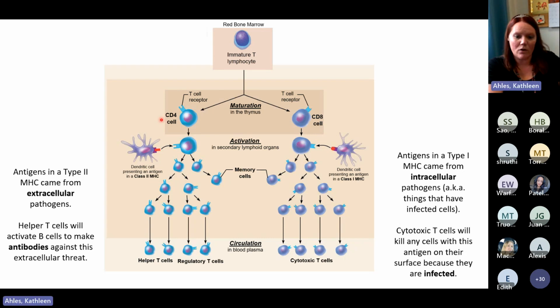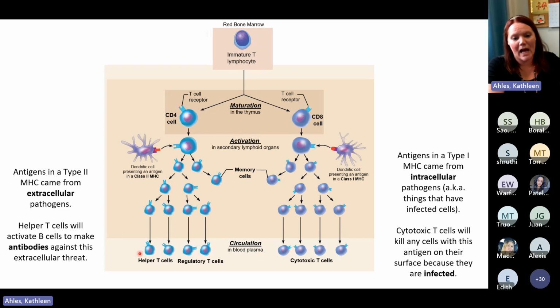If I have a CD4 receptor, I'm going to be able to read class 2 MHCs. And here's a friendly reminder for us that if I'm reading a class 2 MHC, I'm reading stuff that's from an extracellular pathogen. So this is a bacteria, this is a fungus that's floating around in the bloodstream. That's what we see in type 2 MHCs.